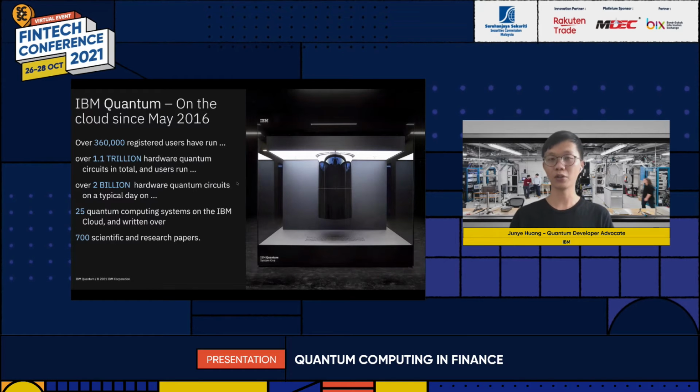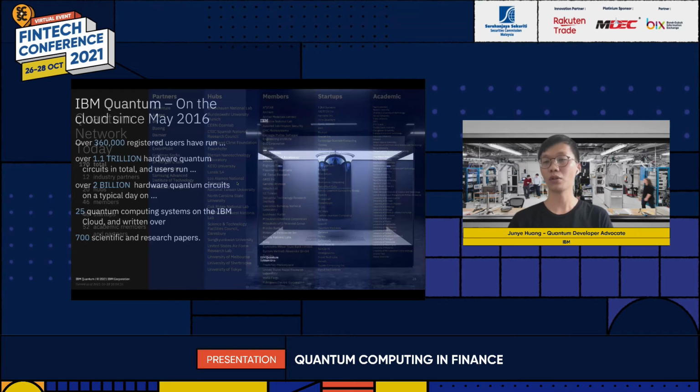So as I told you, 5 years ago in May 2016, IBM Quantum put the first quantum computer on the cloud. And since then, we have over 360,000 users, and all together, all the users run 1.1 trillion quantum circuits in total. And every day we have more than 2 billion circuits running on our quantum systems, and we have 25 quantum computers available on the cloud. And all the users and our collaborators have written over 700 scientific papers. So this really shows how putting a quantum computer on the cloud accelerates research and discovery, and also helps everyone to have hands-on access to a real quantum computer and try things out.